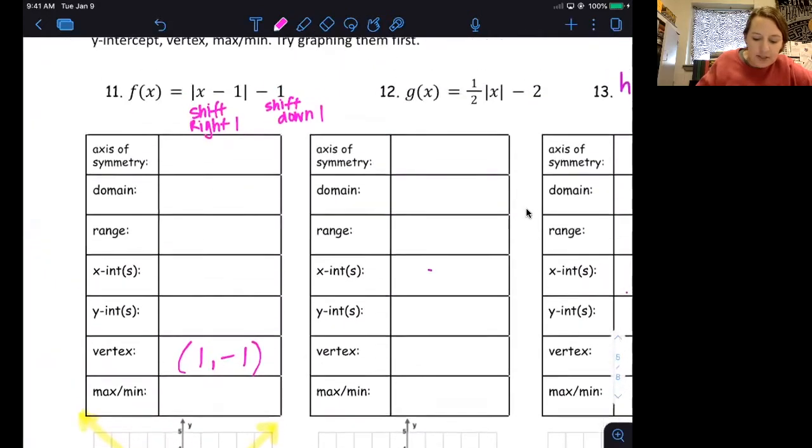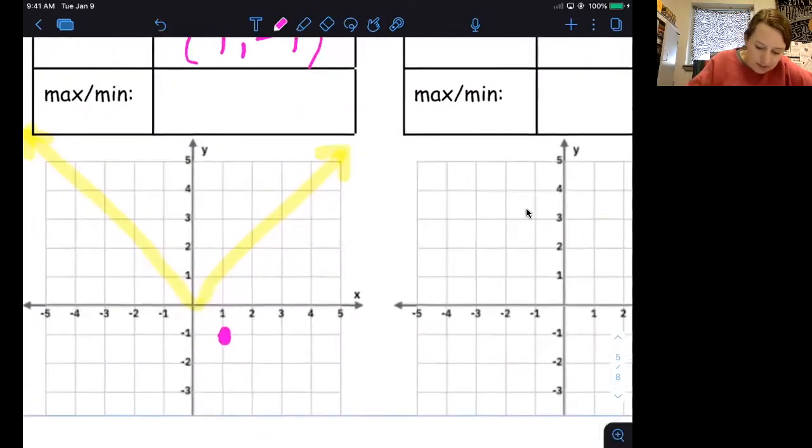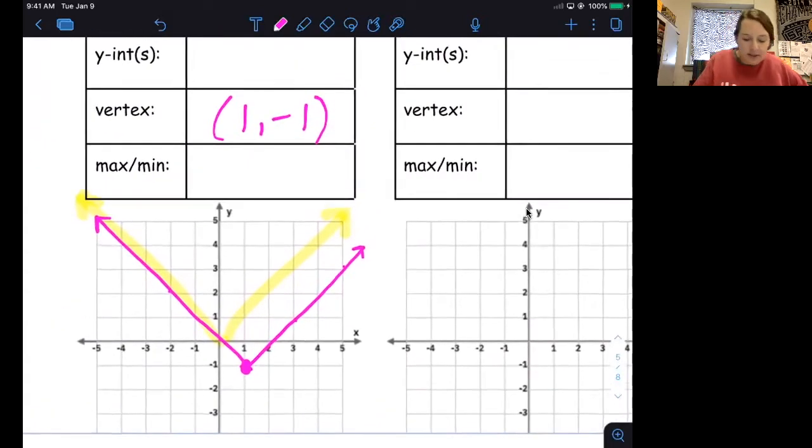Okay, after that, let's look back at our equation. I don't see any a value out there in front of my equation. So my slope is still going to be 1 on both sides. It's not a negative a value, so it's going to just be 1/1 on both sides of the absolute value function. Okay, so we get something that looks like this. So that vertex is going to be considered a minimum because it's the absolute lowest point on that equation.